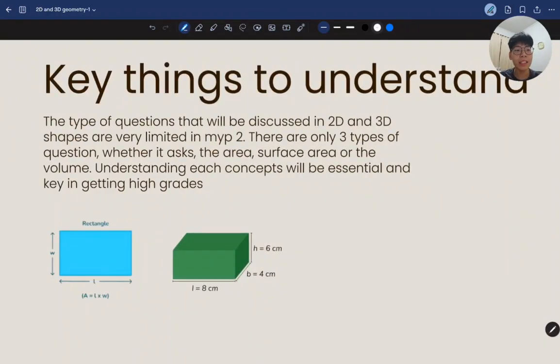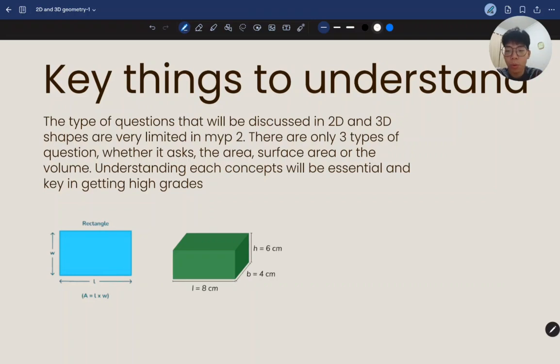There are some key things to understand in doing 2D and 3D shapes. The type of questions that will be discussed about 2D and 3D shapes are very limited in MYP2. This is due to the fact that MYP2 is still the basic learning and the fundamentals. There are only three types of question, whether it asks the area, the surface area, or the volume. Understanding each concept will be essential and key in getting high grades.